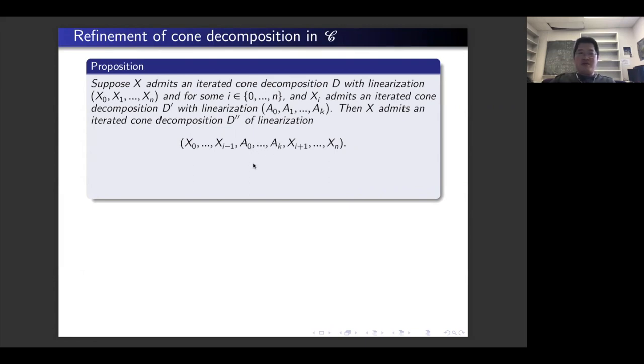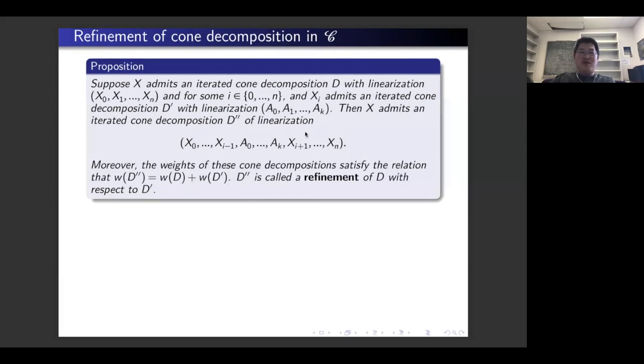And this is not important. Oh, okay, so this is, of course, important. But what is more important is that once you have this new refined linearization or cone decomposition, the weight of this refinement is actually the same as the sum of the weight of the original one plus the weight of this refinement of the small one. So W D double prime, which corresponds to this linearization, is D with this X0 to Xn, and this D prime is A0 to Ak. So again, the weight behaves like an additive.